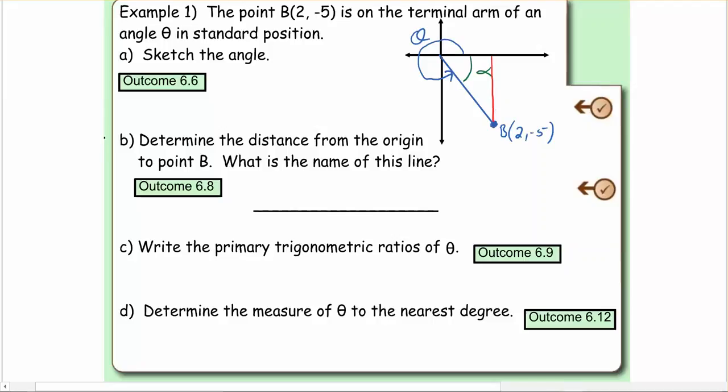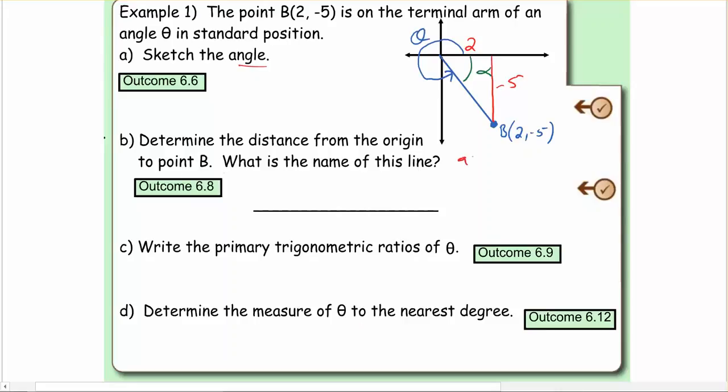Well, I know first off that this side of the triangle is going to be 2, and this side's going to be -5. And that's good enough for the sketch for part A. Part B says determine the distance from the origin to point B. Well, that's going to be pretty straightforward.